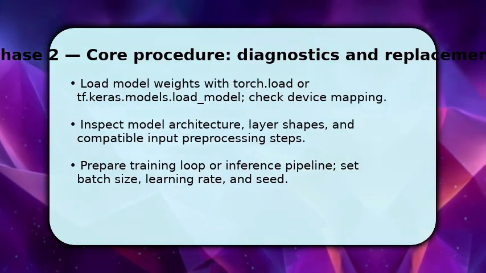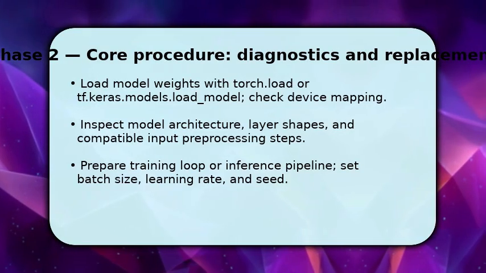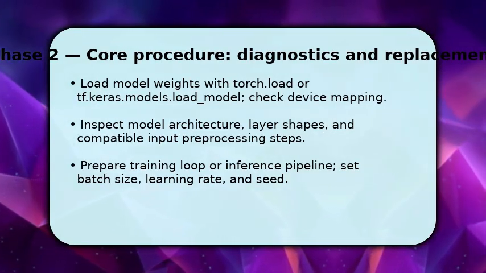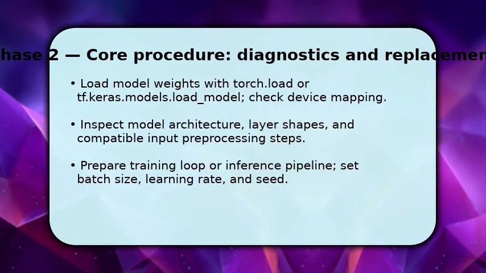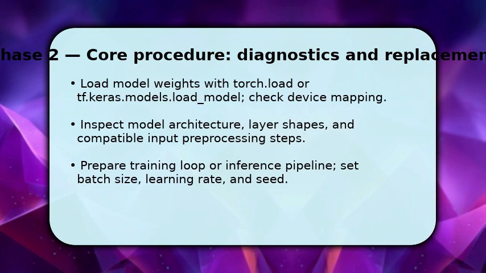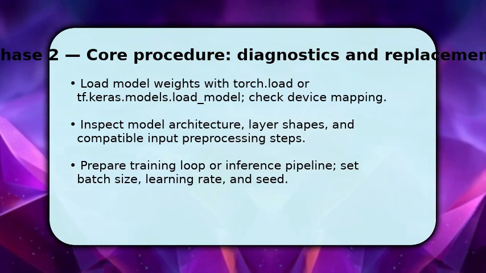Next, implement preprocessing exactly as the original: resize, normalize, or tokenization. Once preprocessing is consistent, set up the training or inference loop. Choose batch size, learning rate, and a fixed seed.